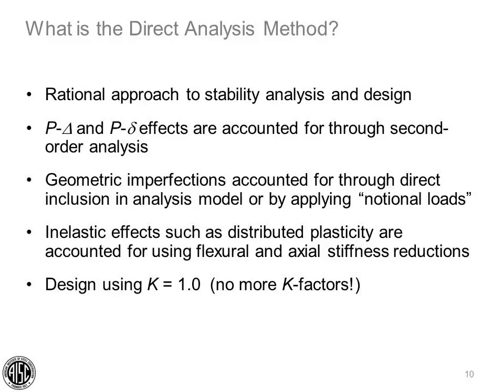The features of the direct analysis method include P big delta and P little delta effects are accounted for directly through second order analysis. Geometric imperfections of the structure are accounted for through either direct inclusion in the analysis model or by applying notional loads to displace the structure. Inelastic effects, such as distributed plasticity, are accounted for in the analysis by using flexural and axial stiffness reductions. And the best part, then we design using K equals 1, no more K factors.